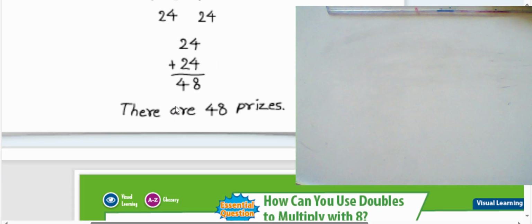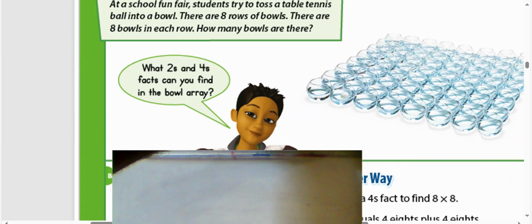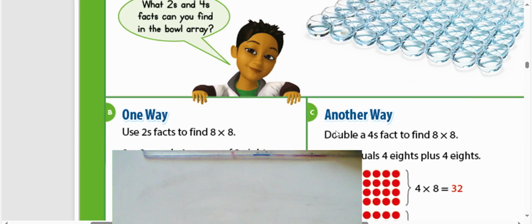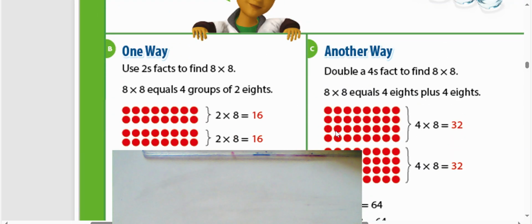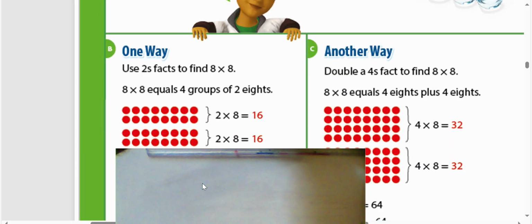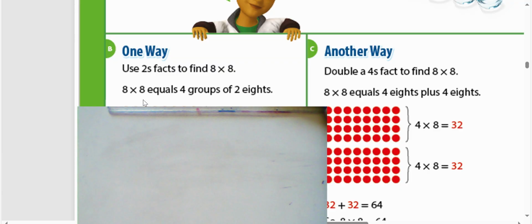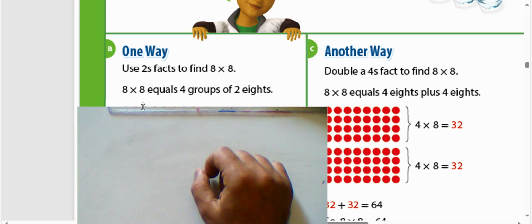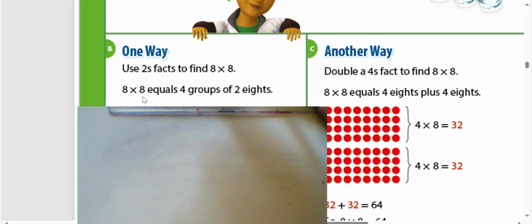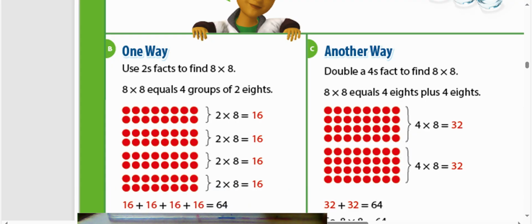Understood? Next page. Now we will solve examples like this. Example, look here. Use 2 factors to find 8 times 8. 8 times 8 equals 4 groups of 2 each. We can write 4, each row contains 8. Then 8 times 8 equals 64. Like this, you can divide it by 2 of them. 2 times 8 equals 16, and then 16 plus 16 plus 16 plus 16 equals 64.